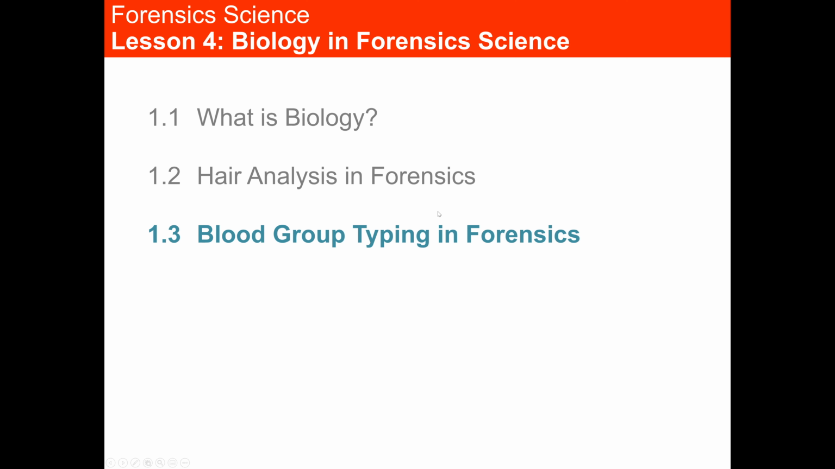Okay, so our second part of the lesson has to do with blood group typing in forensics. Now, blood group typing in forensics is actually a very important part of the investigations, especially when we are dealing with blood samples that we have collected from the crime scene.